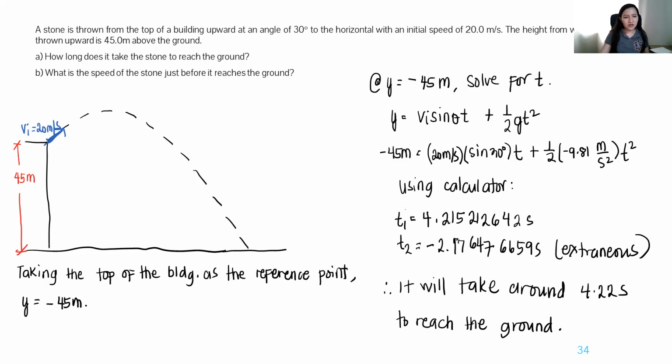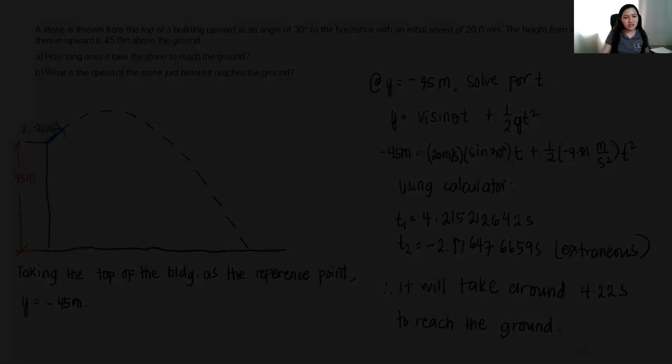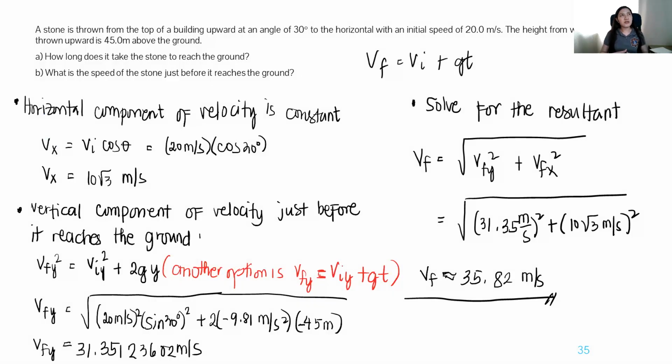Okay, and then what is the speed of the stone just before it reaches the ground? When we say speed, again, it should be the resultant of the vertical and the horizontal component. Remember that it's a projectile, so the horizontal component of the velocity will just be constant. First, we'll solve for the horizontal component of the velocity. That's 20 cosine 30 degrees, which is 10 square root of 3 meters per second. All throughout the trajectory, the horizontal component would just be 10 square root of 3 meters per second.